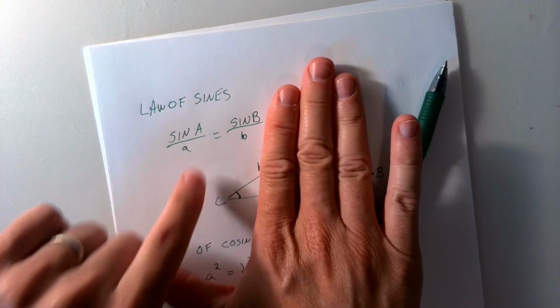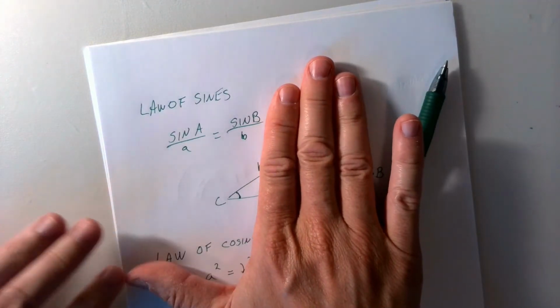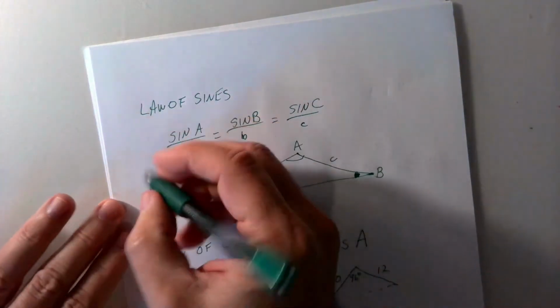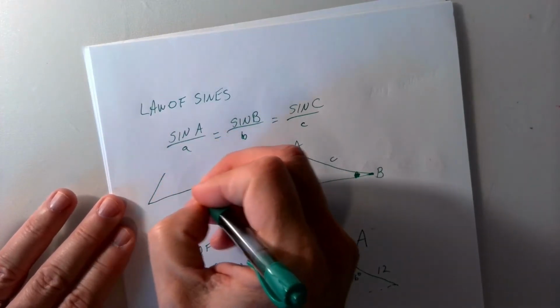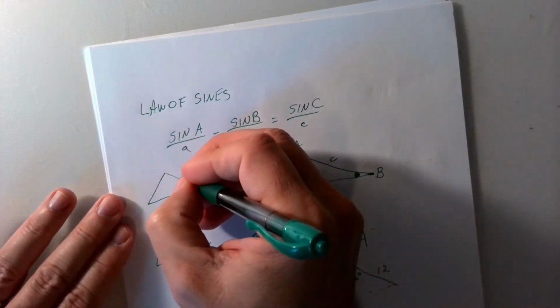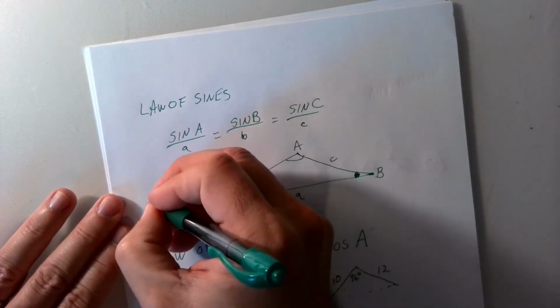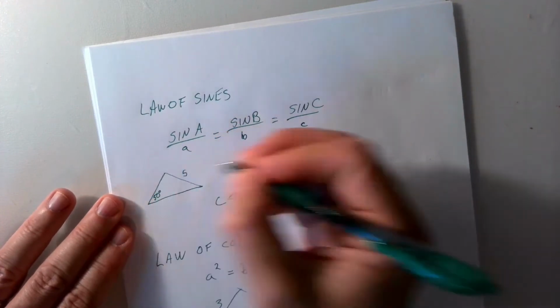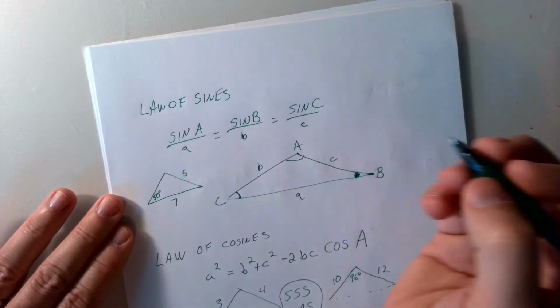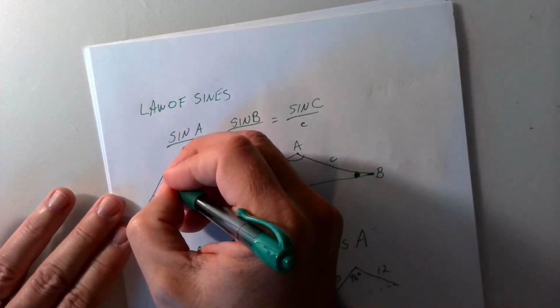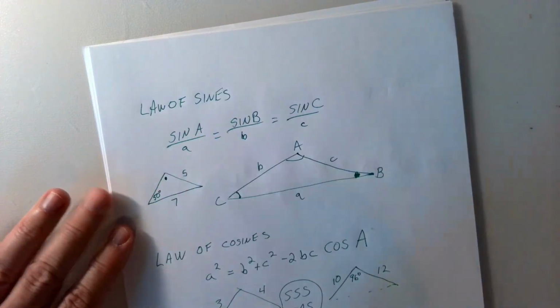I've got to know 3 of those 4 variables. So I could do it with this. Here we go. Let's say that I had this triangle right here, and this was 5, and this was 50 degrees, and this was, say, 7. And I wanted to know what this angle was right here, what this dot was.